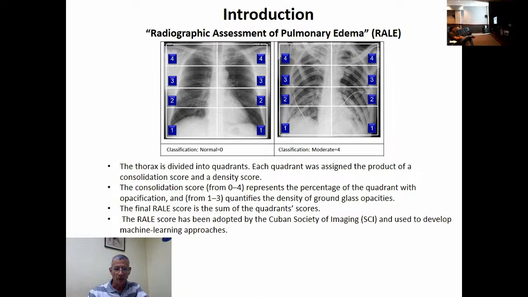For example, in the radiographic assessment of lung edema, the RALE score, the thorax is divided into 8 quadrants. Each quadrant was assigned the product of a consolidation score and a density score. The RALE score has been adopted by the Cuban Society of Imaging and used to develop a machine learning approach. Based on RALE scoring, this paper proposes an end-to-end severity assessment method built on the recently proposed semantic genesis-based classification.